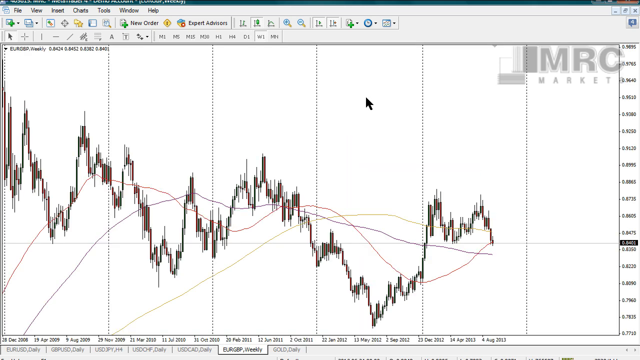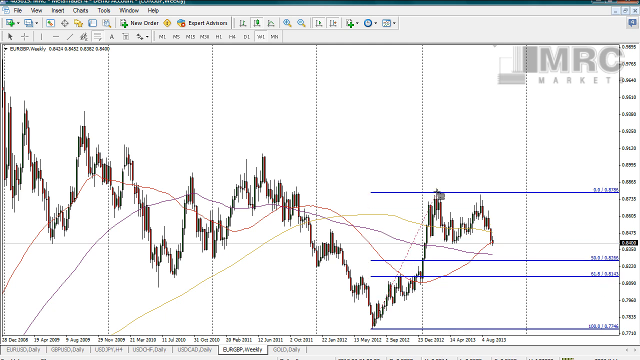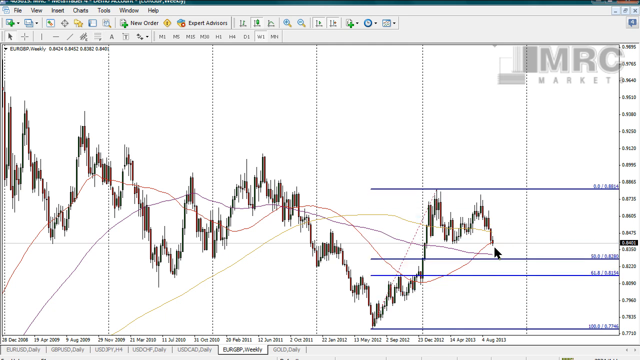Euro pound on the weekly, it's all about this setup here. It looks like it's still going to continue to grind back down low to this 50%. If it does, that would be a very key fib, and I'd expect a lot of buyers to come in at around this sort of zone here.